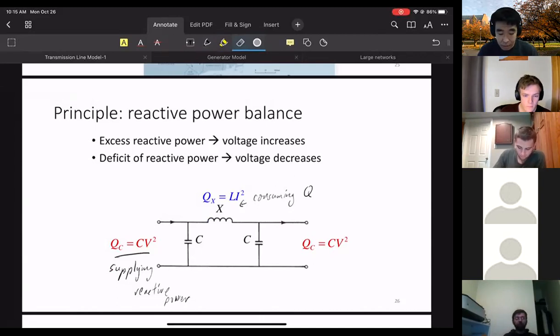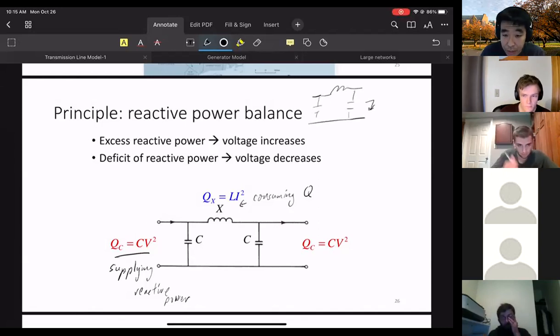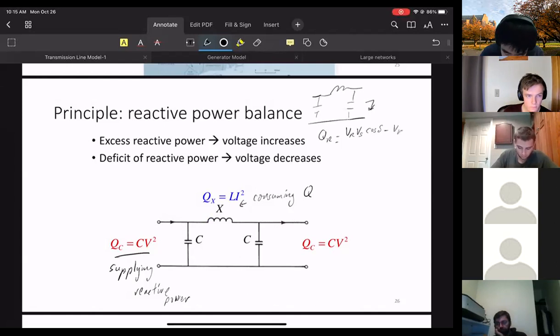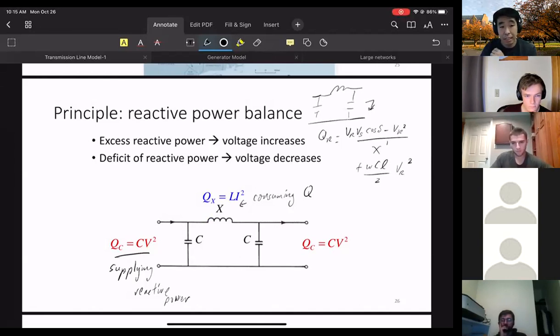And one way to understand this, let's look at the reactive power. Remember the pi model calculation. The received reactive power is VR VS cosine delta minus VR squared over X prime plus omega CL over 2 VR squared. So if you look at this equation, reactive power depends very strongly on the square term of voltage. And so when you change reactive power, it turns out reactive power impacts voltage quite a bit.